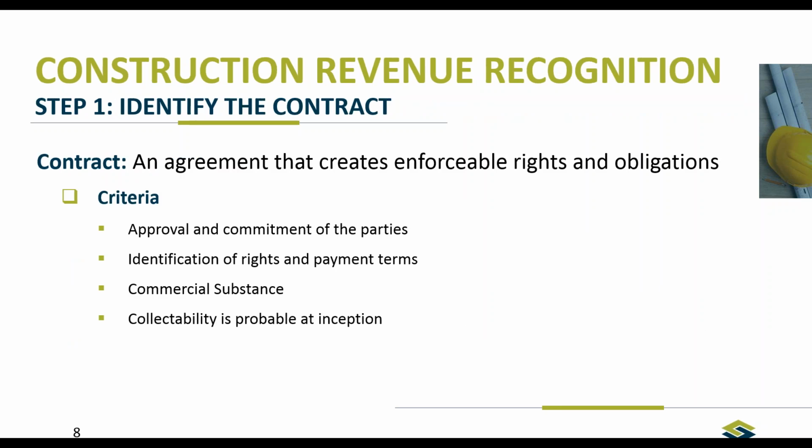Step 1, identifying the contract. The contract is an agreement that creates enforceable rights and obligations. The difference between the current standard and the new standard is that currently it's a legal contract. So you have a contract you entered into for $2 million, and you anticipate that you're going to use up that $2 million through the end of the contract. Under the new pronouncement, it now comes down to an accounting contract. You have to determine what the accounting contract is.